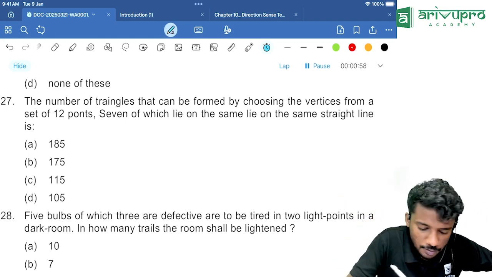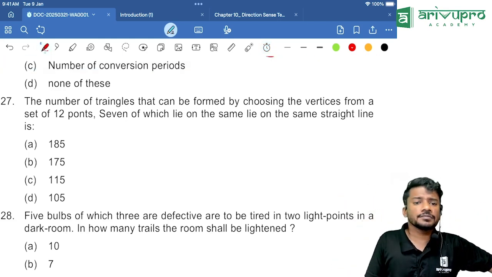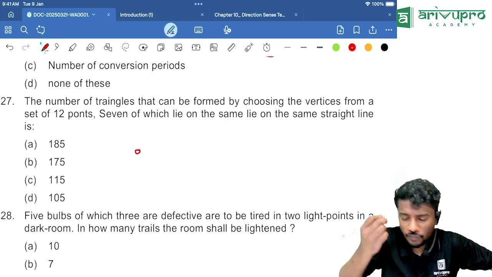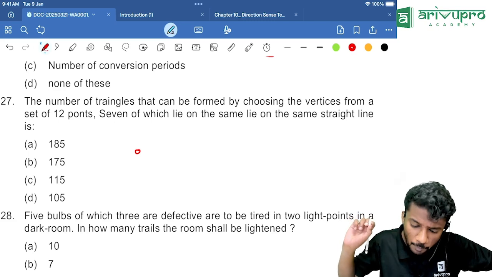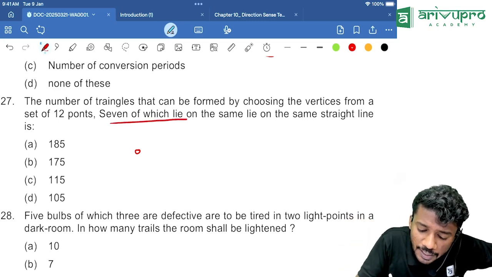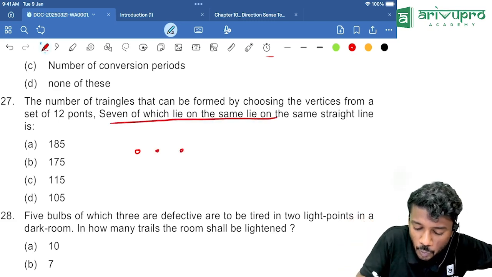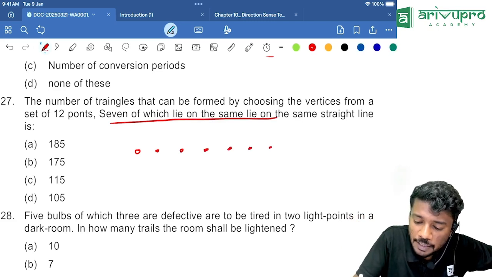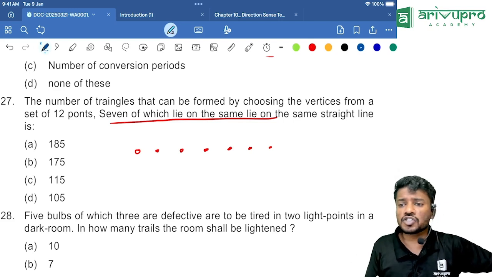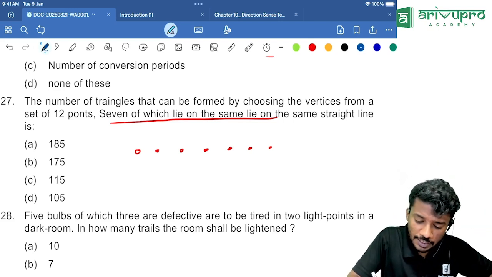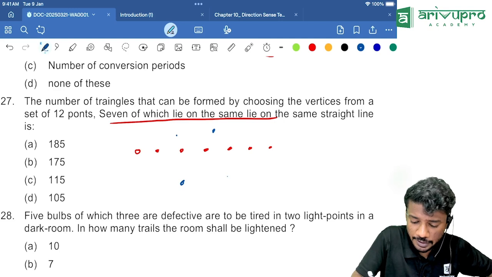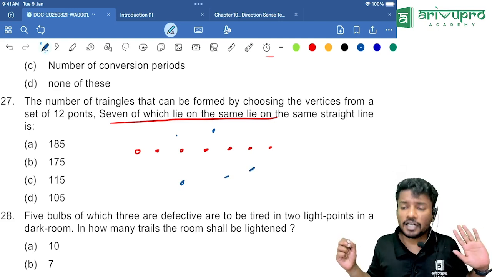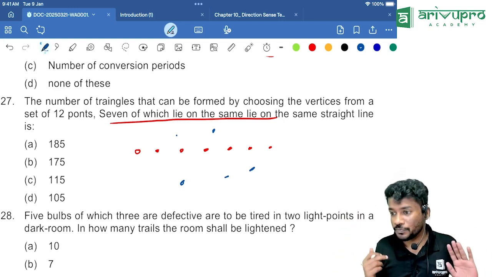Yes, done. So what is given here, people? How many points are there in total? 1, 2, 3, 4, 5, 6, 7, 12 points are there in total. But they are telling 7 of them are lying on the same line. That means 1, 2, 3, 4, 5, 6 and 7 are lying on the same line. Then the rest will be how much? 5 are there, right? So they can lie somewhere else also, right? For example, they can lie like this. Anywhere. They are not collinear or anything. They can randomly lie. Now my question.